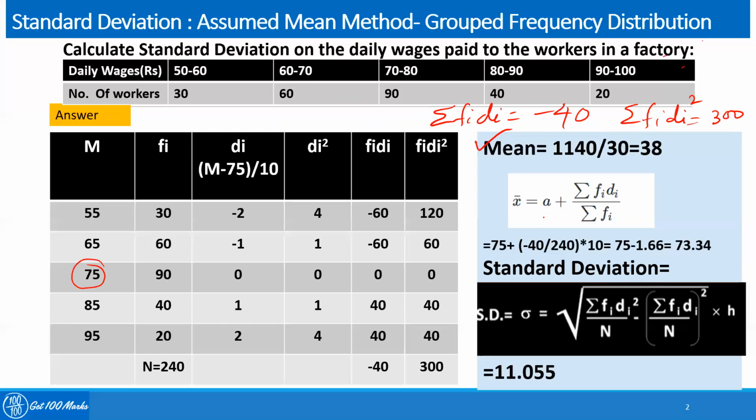So x bar is equal to A. Let's see what A is. A is nothing but the value you have subtracted. In our case, it is 75. So A is 75 plus summation of Fi Di. Summation of Fi Di is negative 40, divided by summation of Fi. Summation of Fi is the total frequency or capital N, which is 240. Therefore, our value is coming as 73.34.